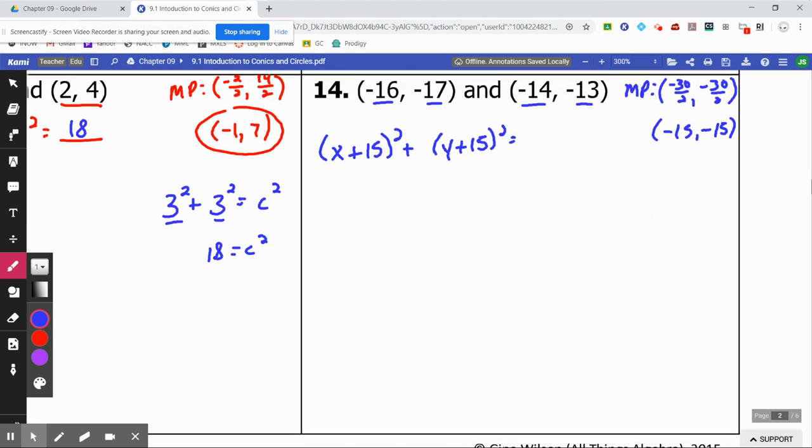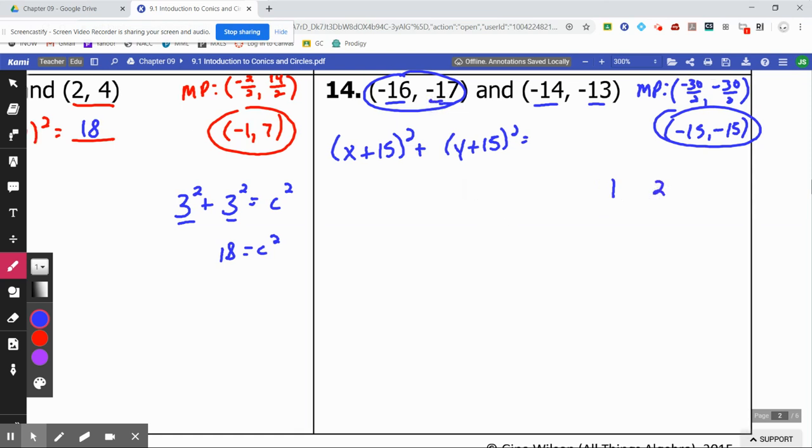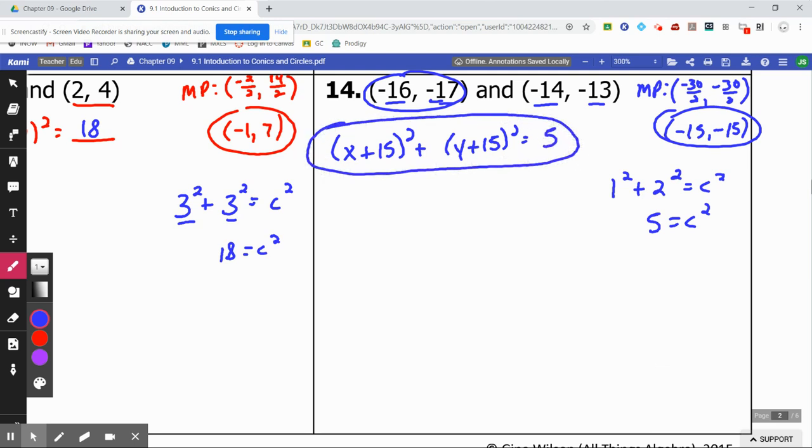Now to find our radius, it's the distance from the center to either outside point. It doesn't matter which one you use. From -15 to -16, the distance is 1. From -15 to -17, the distance is 2. So you have 1 squared plus 2 squared equals c squared. So 5 is equal to c squared. So c would be root 5, but we need the c squared. The radius squared would be 5, so therefore there's your equation.